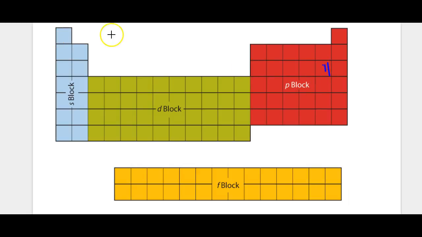So I would go, well, 1s2, counting in helium here, 2s2, 2p6, 3s2, and now here's 3p, 1, 2, 3, 4, 5, 3p5. So just by counting blocks along the periodic table, I can come up with the electron configuration.